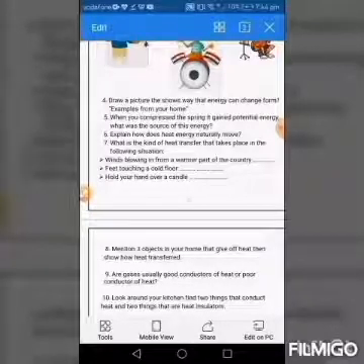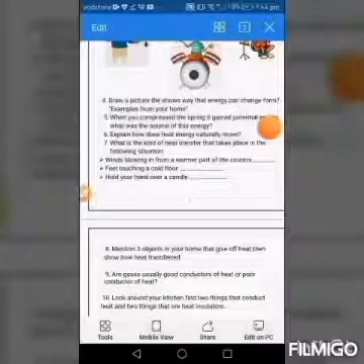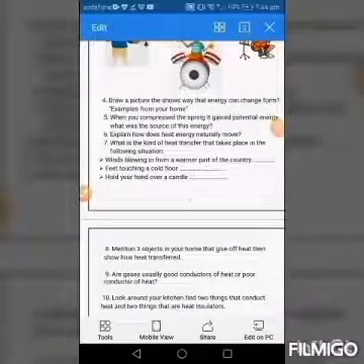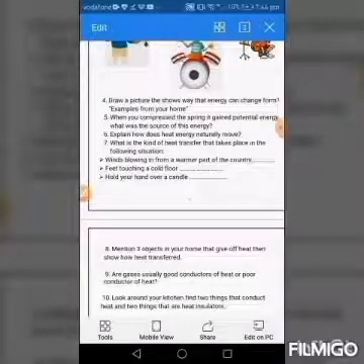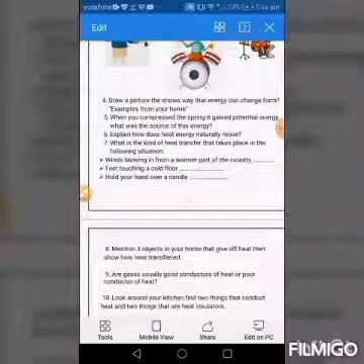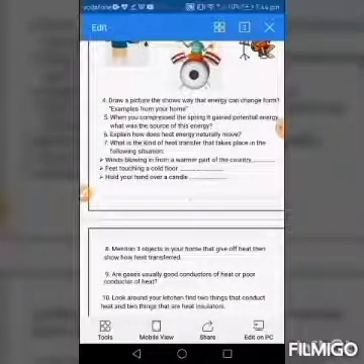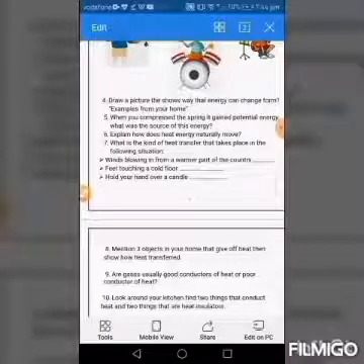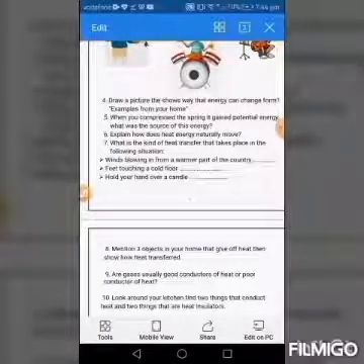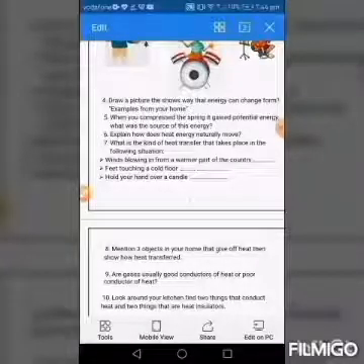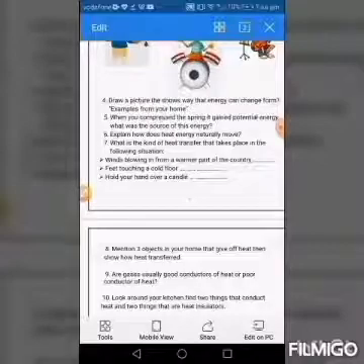First one, wind blowing from a warmer part of the country. The wind moves from a warmer part of the country to another part of the country. How does the heat transfer? Number 2, feet touching a cold floor. Number 3, hold your hand over a candle. In each situation choose if the heat energy transfers by conduction, convection or radiation.